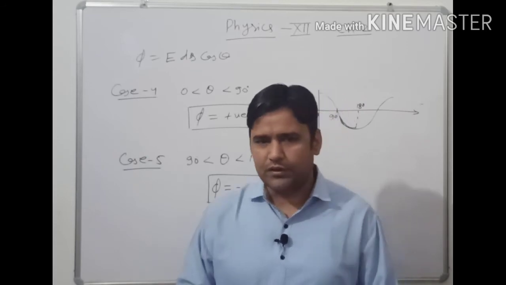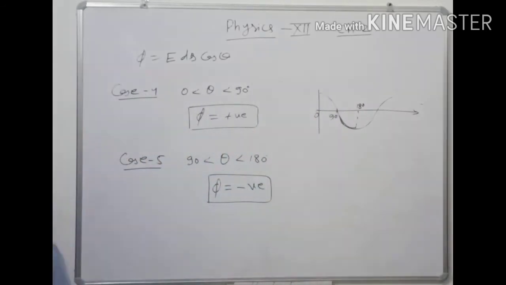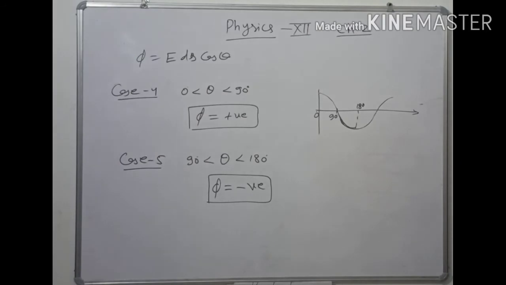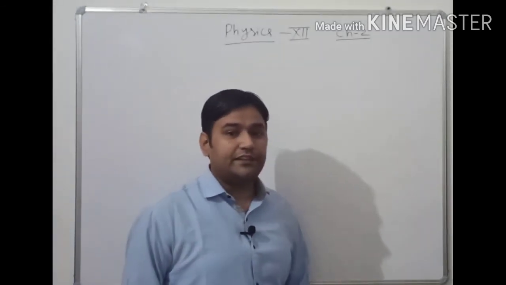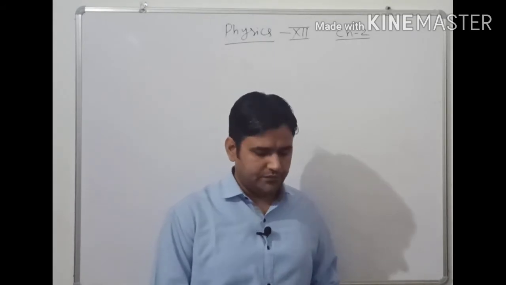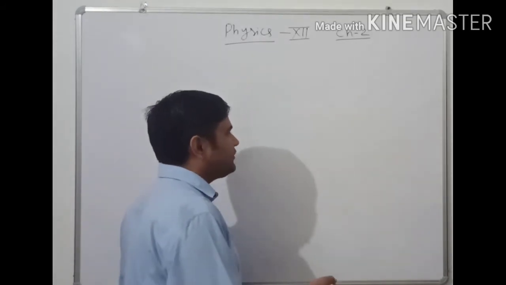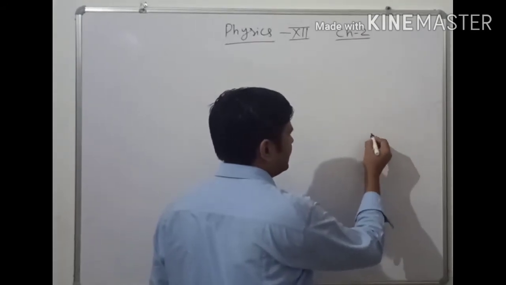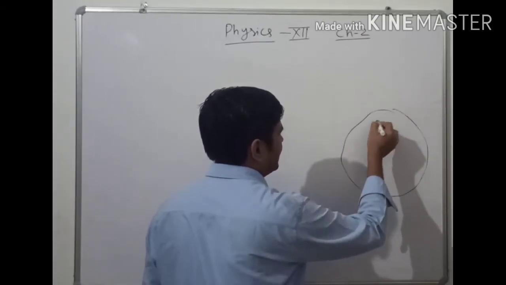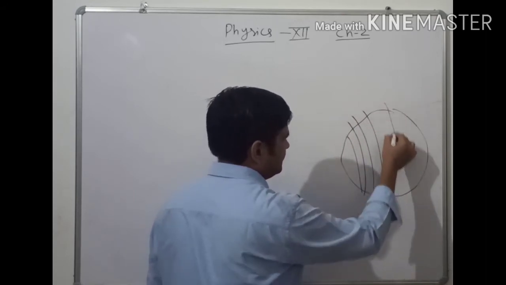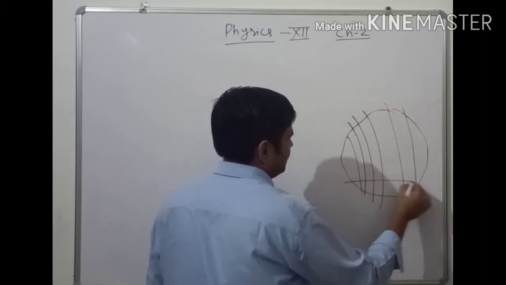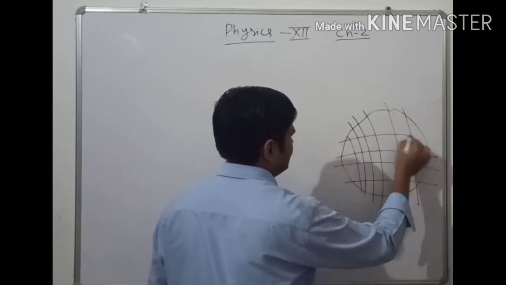Next we will move on to electric flux due to a non-uniform electric field. Okay, next we will consider when the electric field is non-uniform. It means the field lines are not parallel to each other. This is the closed surface. Now the field lines are like this. It is the basic formulation.